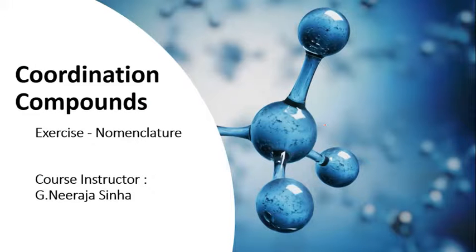In this lecture, we are going to solve a few examples based on the nomenclature of coordination compounds. So the first compound given is Na[Au(CN)2], taken twice. So first you need to go through the rules of nomenclature. What are the rules suggested by IUPAC in naming these coordination compounds?